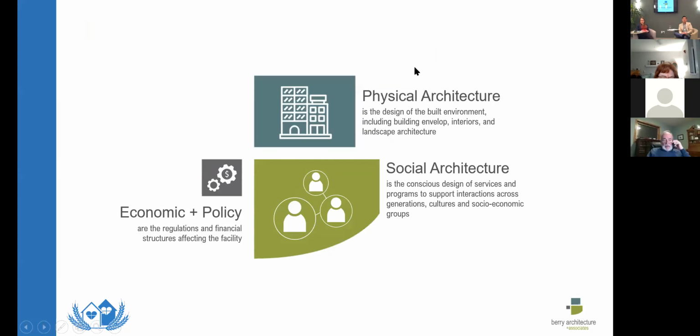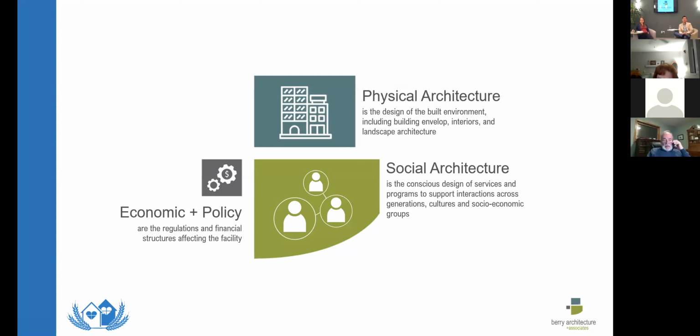So what you see on the screen right now is a graphic that provides a really good representation of 3 elements that we are always considering when designing new spaces. The physical architecture, for our purpose here, is the design of the built environment. This includes the building itself, interiors, the site, the scale, and all the existing environment around it.